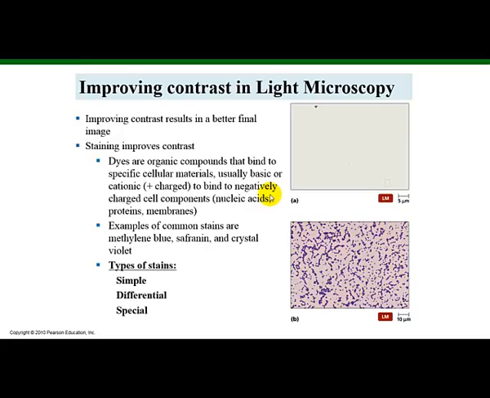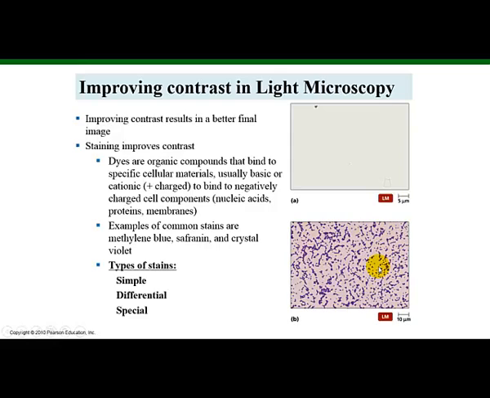Now, most microbes will appear colorless if you were to look at them through a standard light microscope, such as in image A here. That's because cells are mostly made of water. One way to visualize these colorless cells is by staining the specimen, such as in image B here.